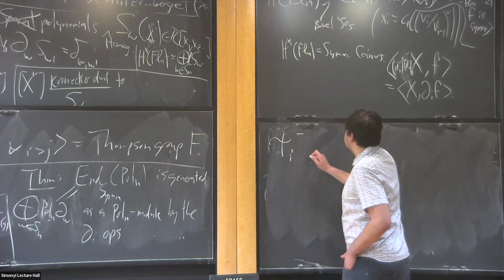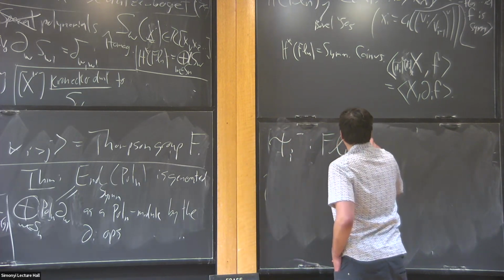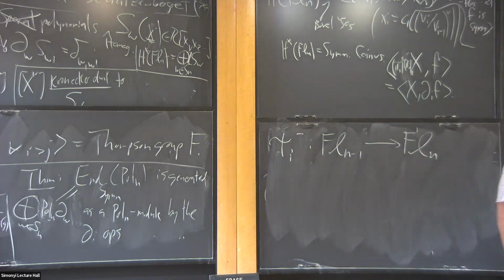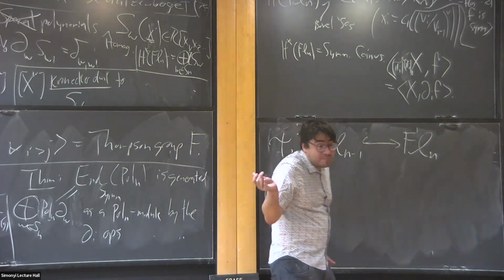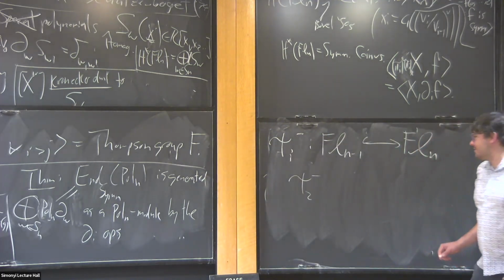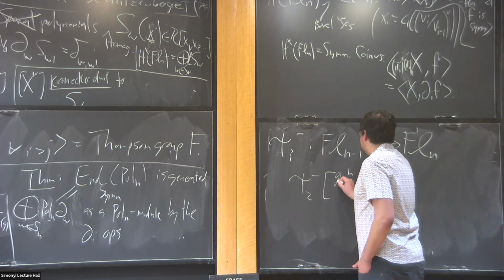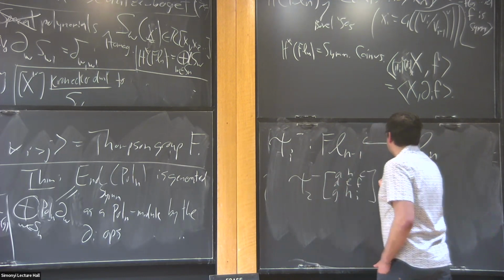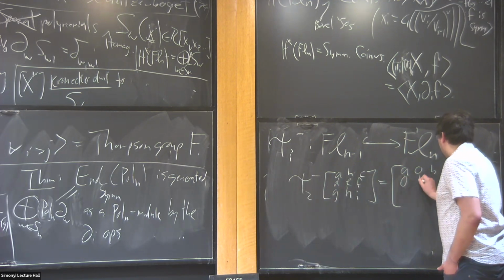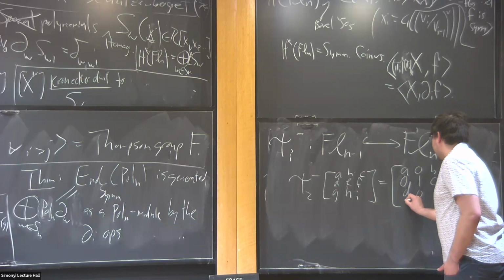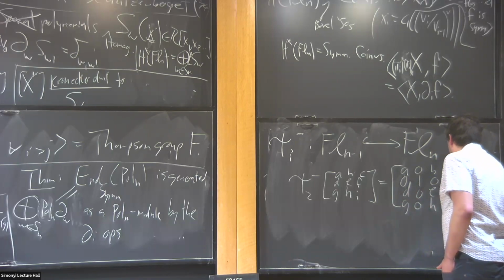I'll call it psi i minus. It's going to take n-1 flags and turn them into n flags, okay? So I'm going to describe an inclusion of the n-1 flag variety into the n flag variety, and I will do it by example. And anyone can complain if they don't understand the example, but I will make fun of you if you don't understand it. So the matrix A, B, C, D, E, F, G, H, I is sent to the matrix A, 0, B, C, D, 0, 1, 0, 0, 0, 0, D, G, E, F, H, I.